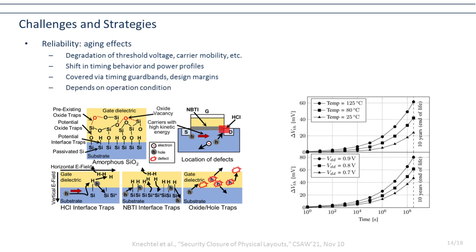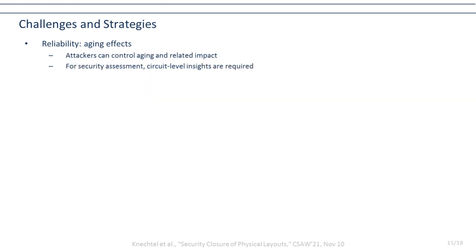However, an important point to consider is that these aging mechanisms do actually depend on operation conditions. So what we see here is different temperatures for the circuit in operation, different voltages. And what we'll see, the higher the voltages, as well as the higher the temperatures, the faster the aging is. And this in turn has an implication for security. Now we've just seen that basically somebody can control the aging and the related impact. So that means accordingly for security, we would need to consider such effects at the circuit level.